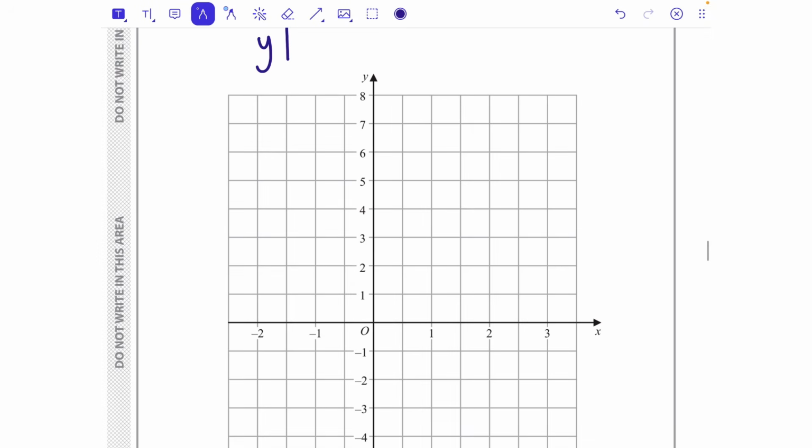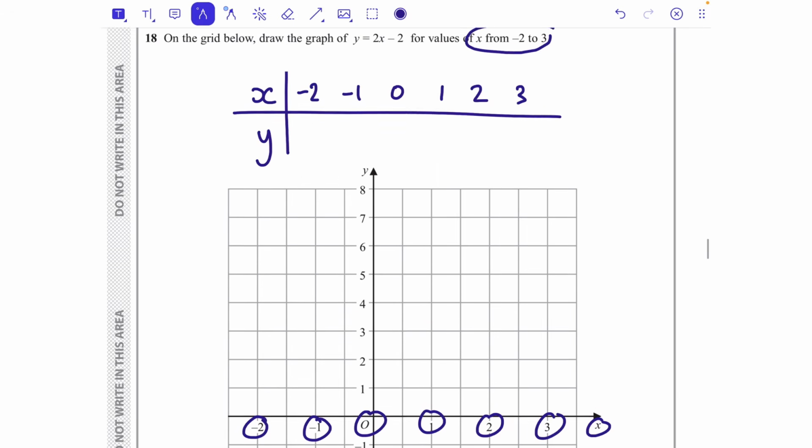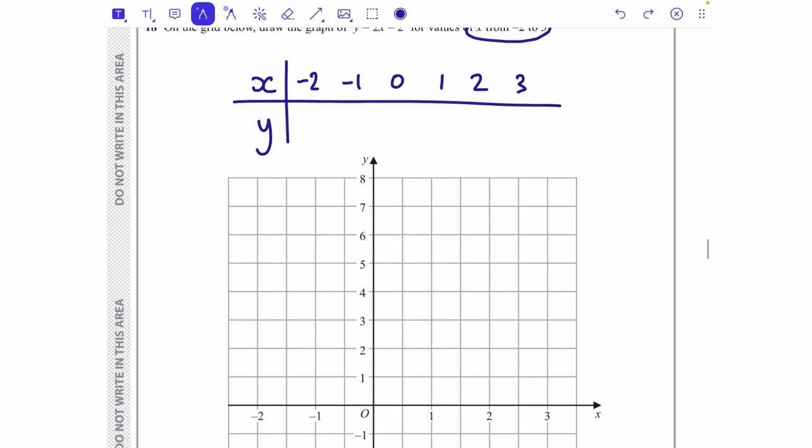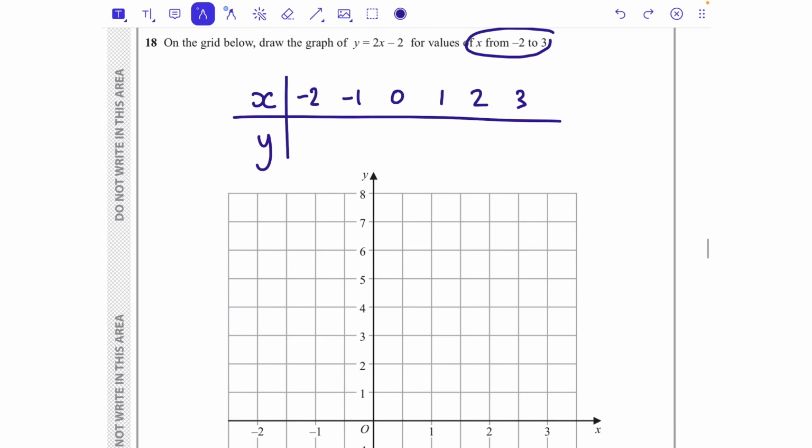And those numbers should match up with the x values that you've got on the x-axis there. So that's great. Let's then put each of those into the formula. It says to get y, you need to do 2 lots of x take away 2. So for each of these numbers, we're going to times it by 2 and take away 2.